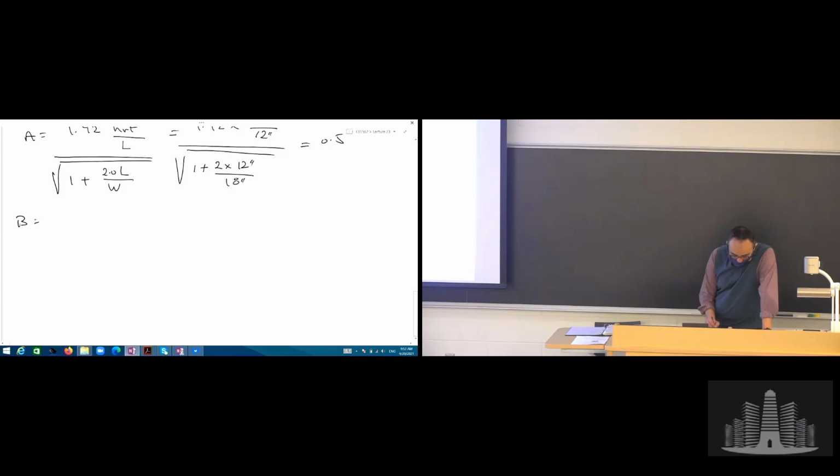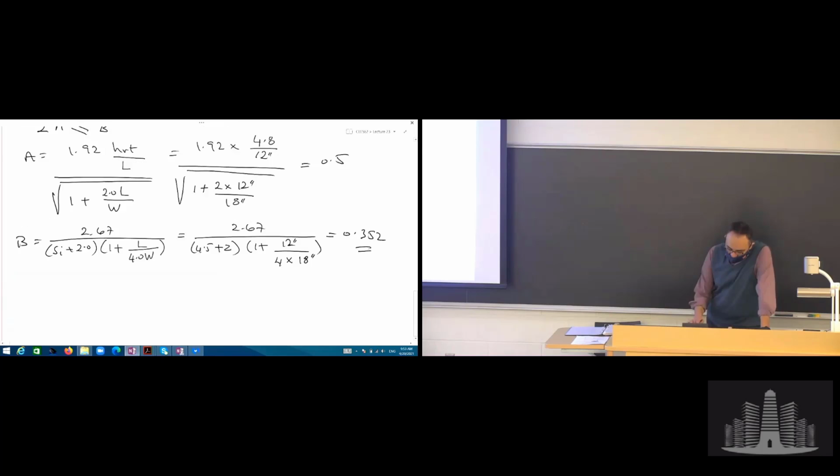Now B. B is 2.67 divided by SI plus 2, times 1 plus L by 4W, and you close the parentheses. Let's substitute now with what we know. So 2.67 divided by 4.5 plus 2, times 1 plus L, which is 12, divided by 4 times 18 inches. And the answer here is 0.352.